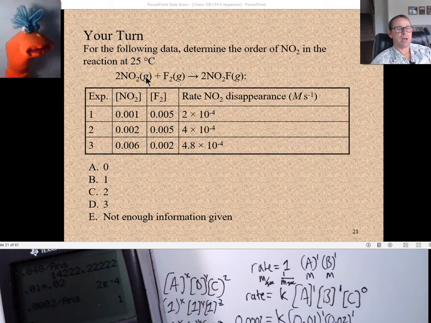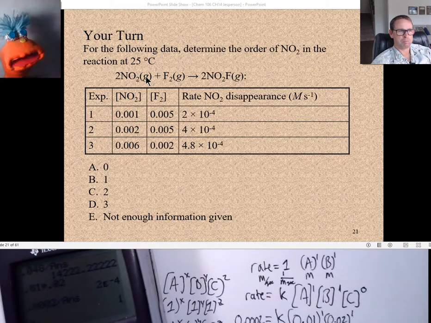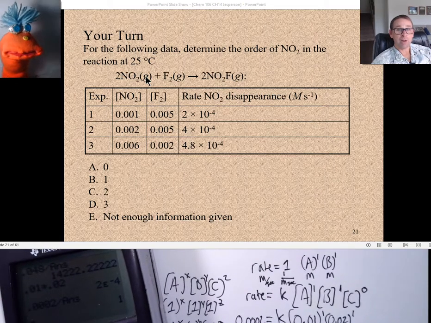Okay, very good. Here's another one. Now I'm going to leave this one up to the folks at home. Let's let everybody go and push pause and go try this. Try to find out what the order of the reaction is with respect to NO2. And yeah, go for it. Okay, here I go. Push and pause. There we go.